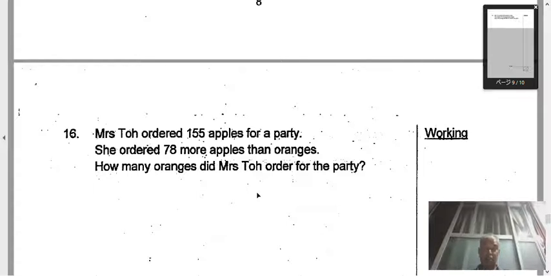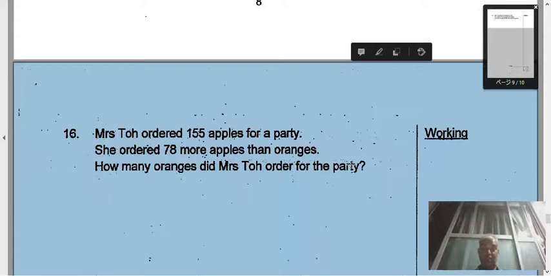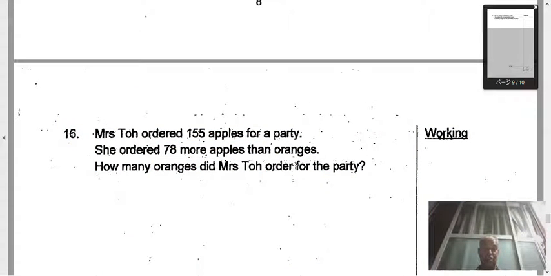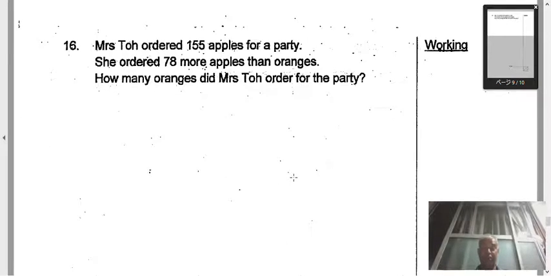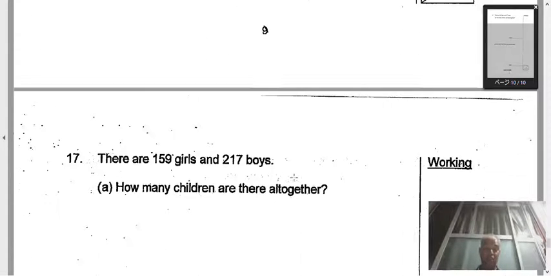Okay, right? So 155 apples were ordered, and the question said that she ordered 78 more apples than oranges. That means oranges were fewer, right? So how to get the number of oranges? That you have to find out. Okay, very good question. Now I'm going to the last question, question number 17. So check what it says.